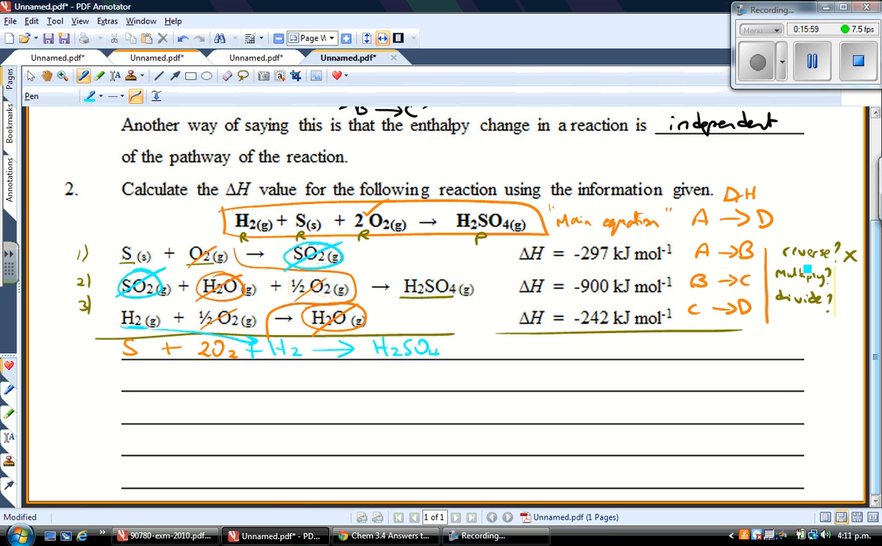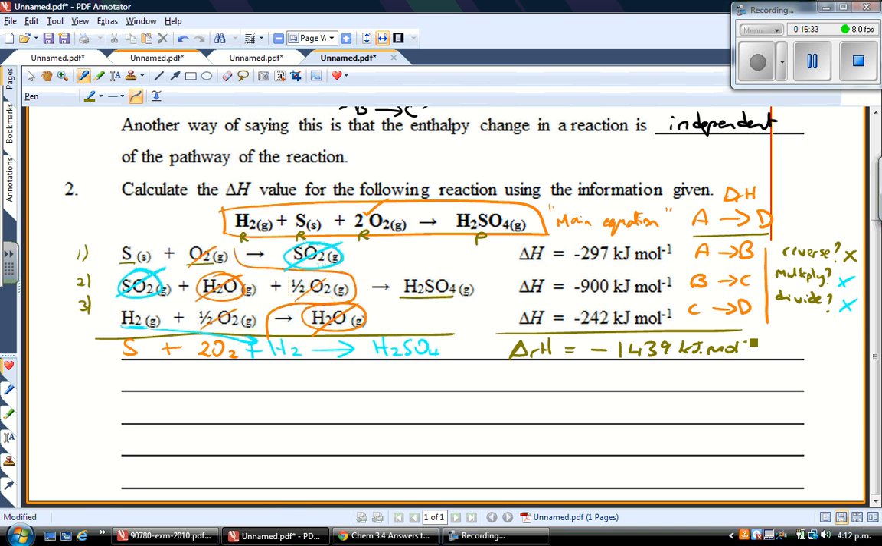So we did no reversing, we didn't have to multiply by any factor, and we didn't have to divide by any factor, in which case these enthalpy values remain unaffected. So you just need to add up those enthalpy values and you get your final answer. So when you add those values up using your calculator, the enthalpy for the reaction, if you were to go from A to D, would be equal to the sum of these individual pathways, which comes out to be minus 1439 kilojoules per mole.